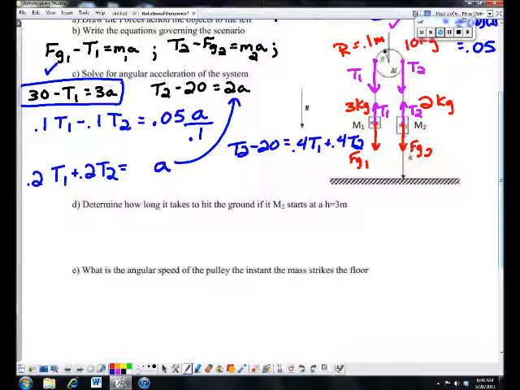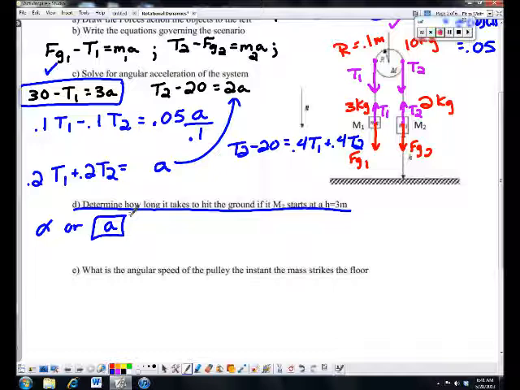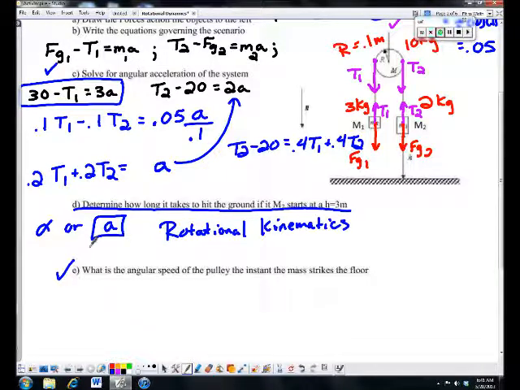Now, once you know alpha, remember, once you know angular acceleration alpha or A, and we're going to do everything in terms of A here. Once you know A, you should be able to use this with rotational kinematics. And as well with E.